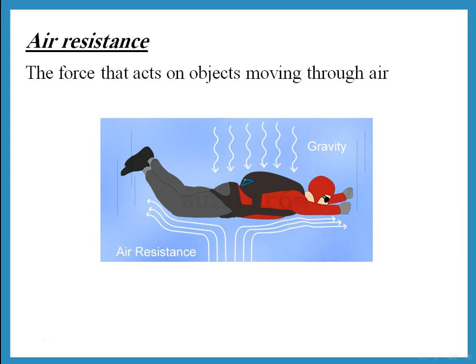Now, air resistance is also a force, and this acts on objects that are moving through the air. So, a person that is jumping out of an airplane will have two different forces acting on them. There is gravity that is trying to pull him down, and there is air resistance that is trying to push him up.